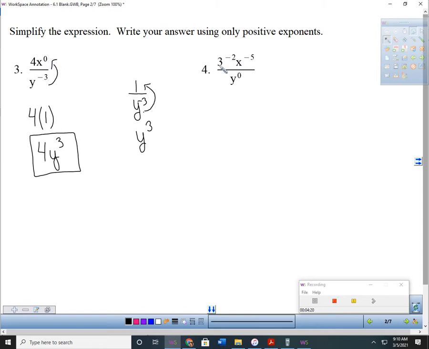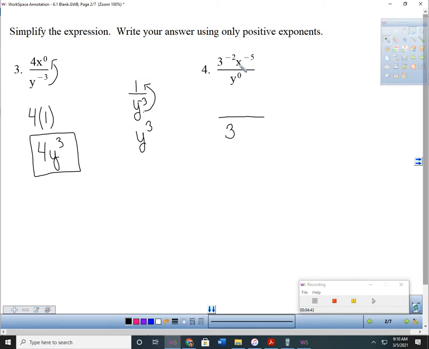So if I'm looking here, I have 3 to the negative 2nd. So is that going to stay on top, or is that going to move to the bottom? It moves to the bottom. And then it's going to get multiplied by this y to the 0. But what is y to the 0? Anything to the 0 power is 1. So 3 times 1 would just be 3.